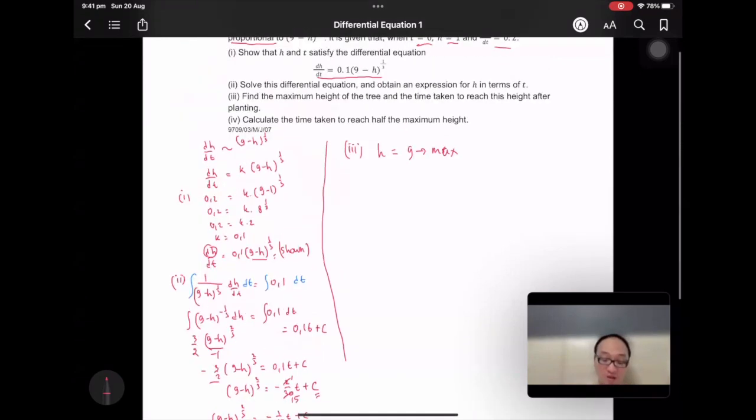So 4 minus 1 over 15t equals 0. So 1 over 15t equals 4, t equals 60 years.